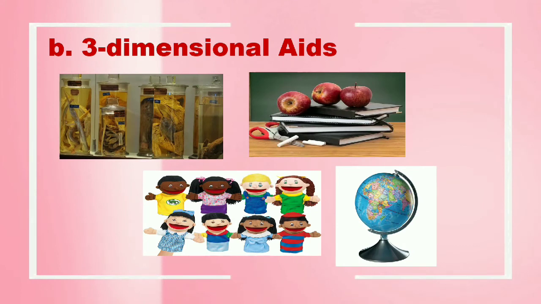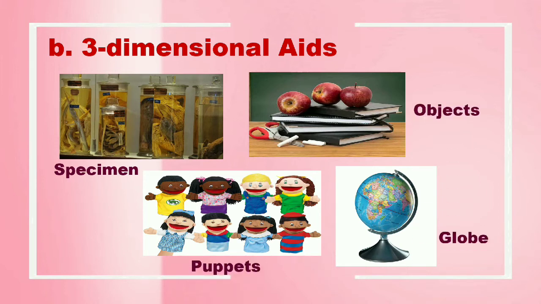Three-dimensional aids. These are nearest to living experiences. These aids, such as models and mock-ups, are replicas or reconstructions of the real thing. They are contrived experiences where reality is altered or simplified for teaching purposes. So here are the examples of three-dimensional aids: specimen, objects, puppets, and globe.